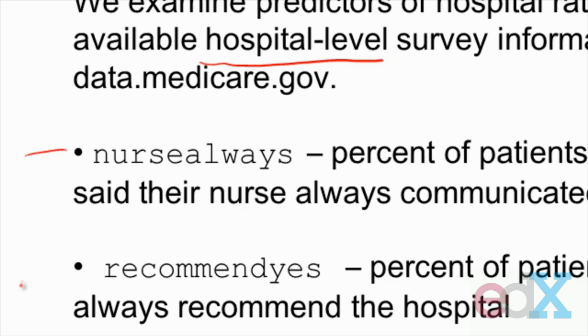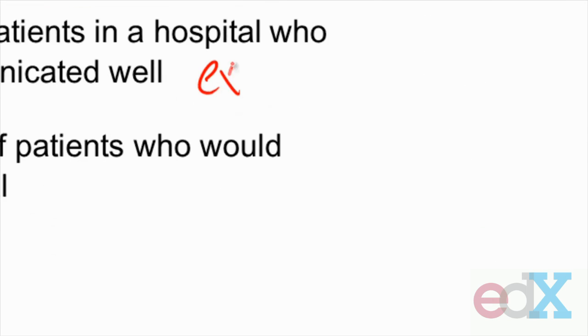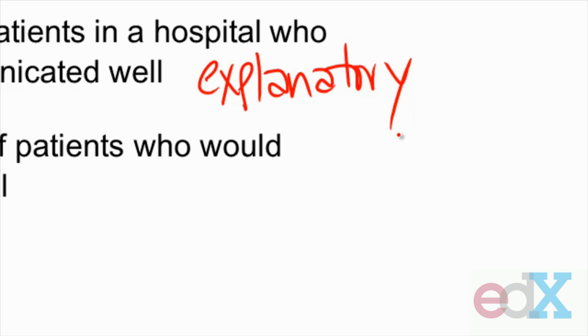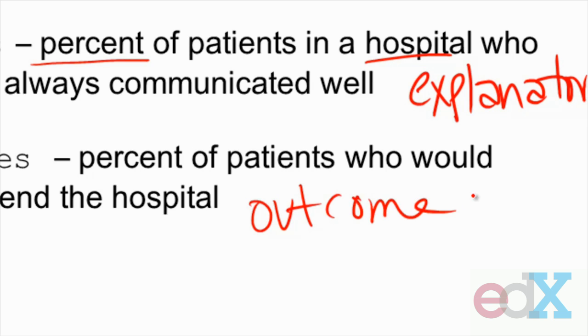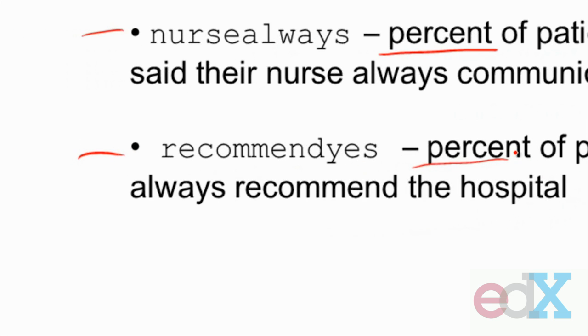So the two covariates we're going to examine in this lab exercise, the explanatory variable is nurse always. And this is the percent of patients in a hospital who said their nurse always communicated well. So nurse always, it's a percent. Additionally, our outcome variable is recommend yes. And this is also a percent. It's the percent of patients who would always recommend the hospital. So these are our two variables, and we want to examine whether there's a linear relationship between these variables.